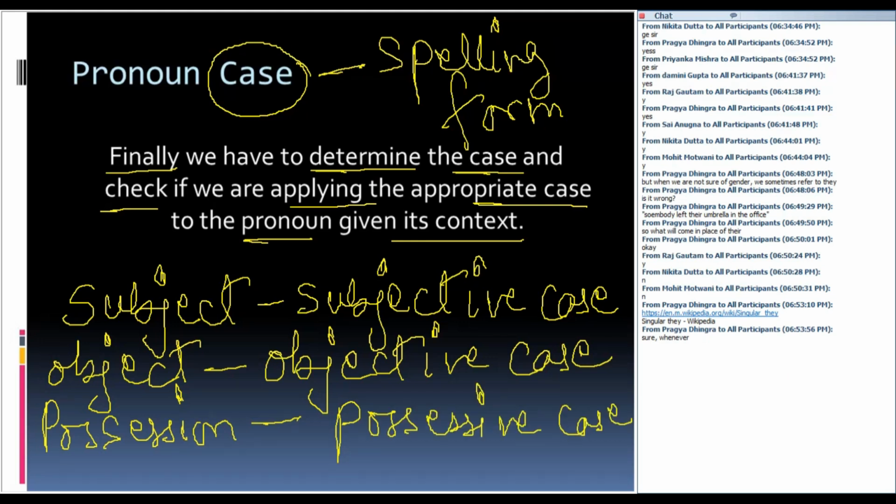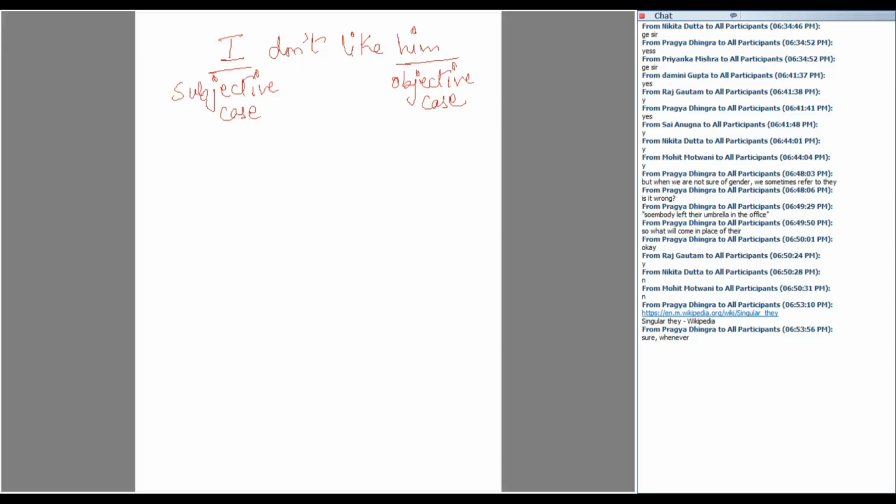For example, if I write something like this, the book is mine. So the word mine, it is telling you that it belongs to you, right? So these kind of pronouns which show possession, which show that something belongs to the pronoun, they are called possessive case.